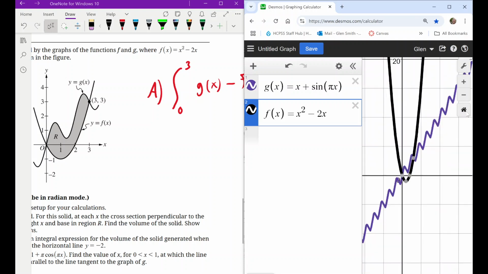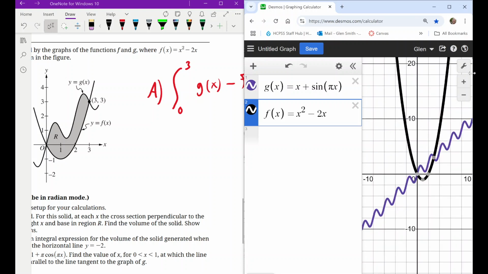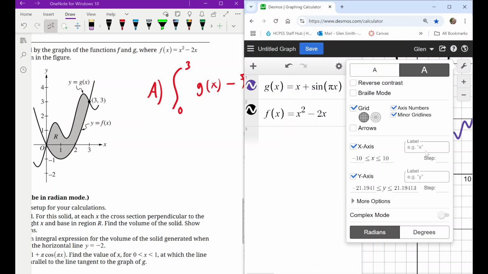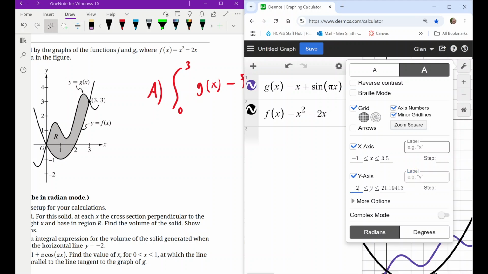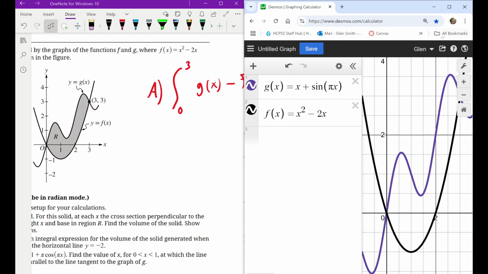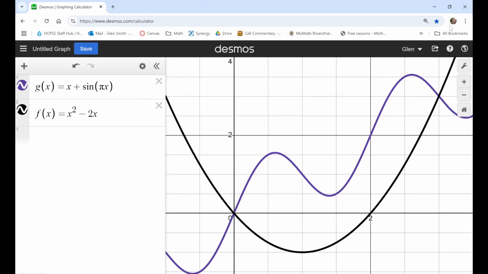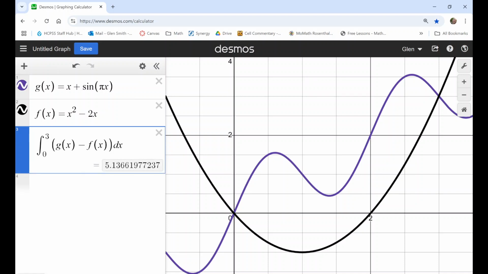Okay, and I definitely don't need this ridiculous window. I really just want to go from 0 to 3. So I'm going to set this up to look like what they have. So let's go from like -1 to like 3.5-ish. And it looks like y is going to go from -2 to about 4. There we go. So now I should see about the same shape they have, which I do. And I just want to integrate this thing. So we need the integral from 0 to 3 of the top, which is g, minus the bottom, which is f, dx. And Desmos is going to be a pain in the butt and want parentheses here. And that's fine. It's 5.137.